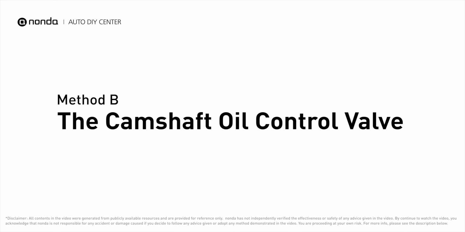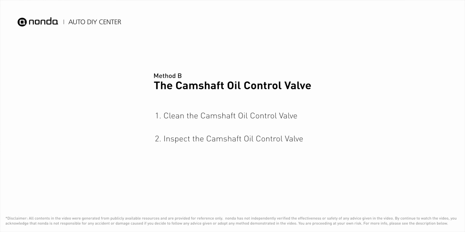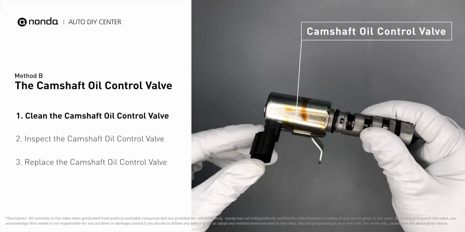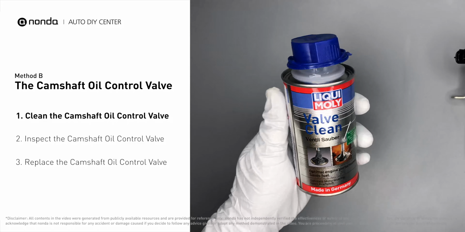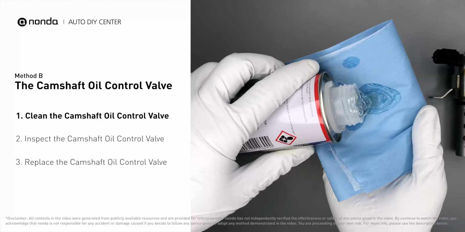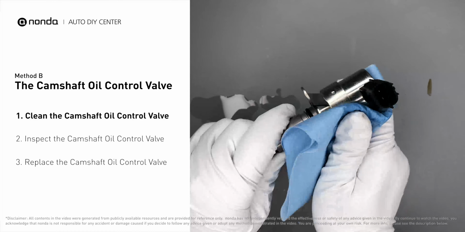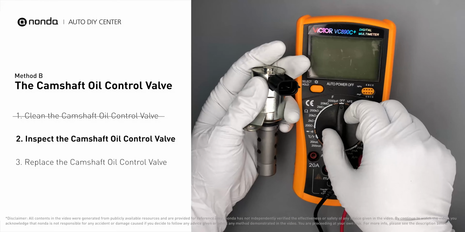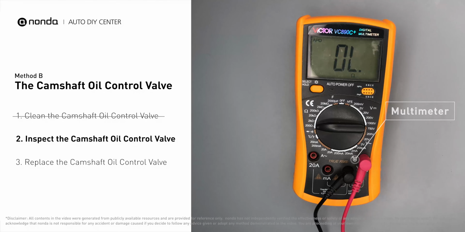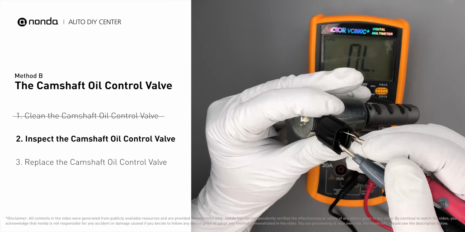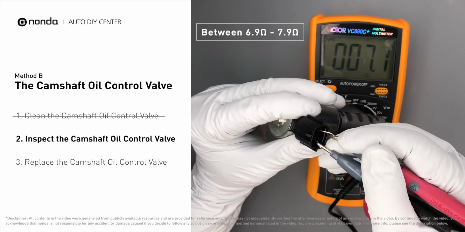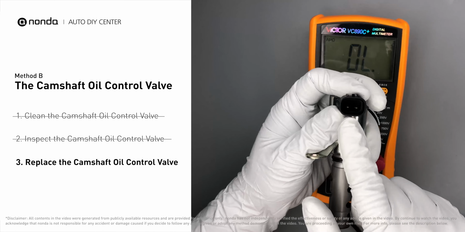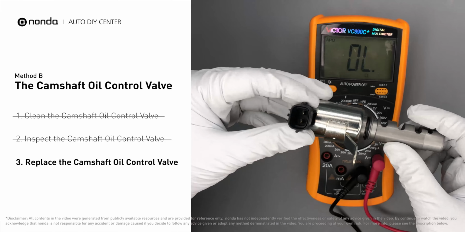Method B. The Camshaft Oil Control Valve. First, carefully remove the camshaft oil control valve from the engine. Use a valve cleaner to clean the camshaft oil control valve. Then use a multimeter to proceed with a test on the camshaft oil control valve. In an ambient temperature of 68 degrees Fahrenheit, the valve resistance is between 6.9 ohms and 7.9 ohms. If you do not get a reading, this indicates that the camshaft oil control valve is faulty and needs to be replaced.